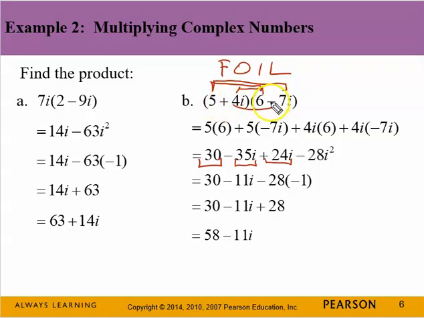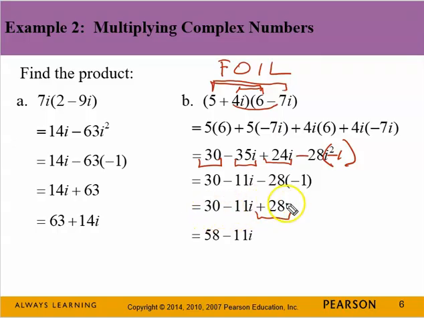One's positive, one's negative, so you're going to get a negative. 4 times 7 is 28, but now i times i is i squared. Now remember, we can't leave it as i squared. This is going to become a negative 1 that they show down here. So in a sense, this loses its variable. So then we get a 30. We add these two terms and get a negative 11i, and this now becomes a positive 28.